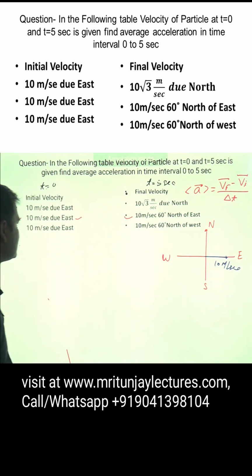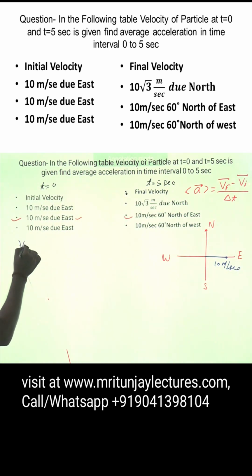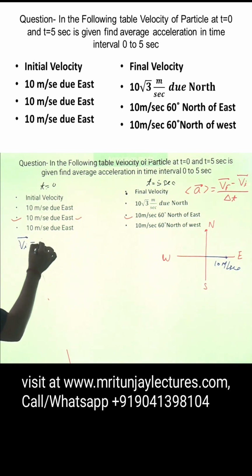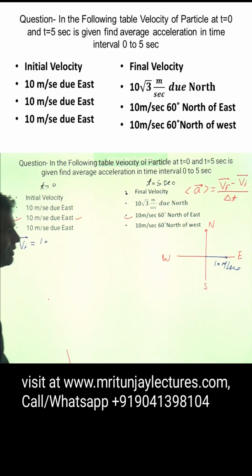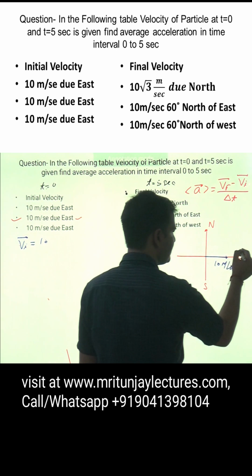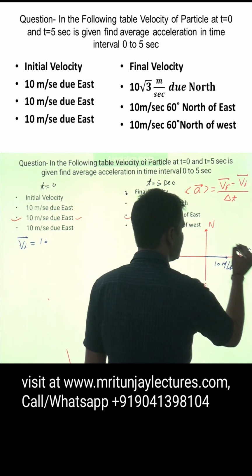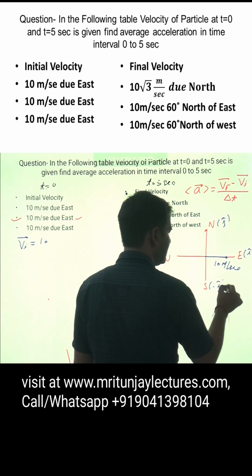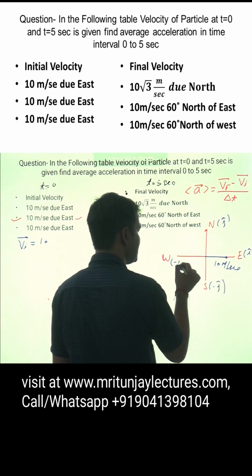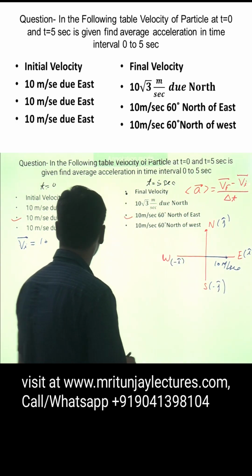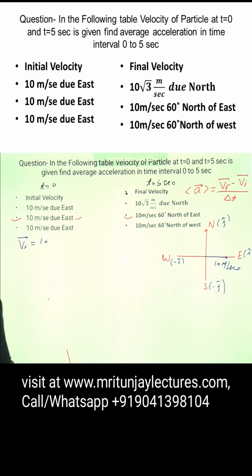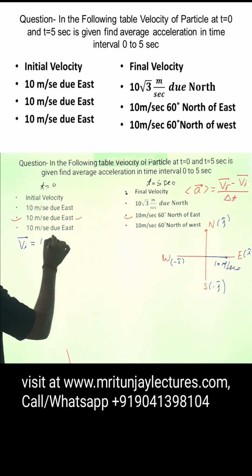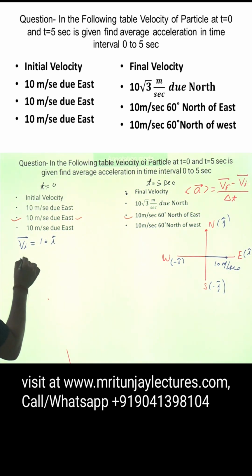Clear? So what about the initial velocity? Vi is written as 10. What about direction? In vector form, here plus i cap, here plus j cap, here minus j cap, here minus i cap. So Vi is written as 10 into i cap. Clear or not?